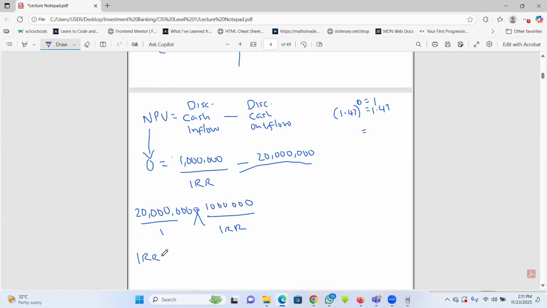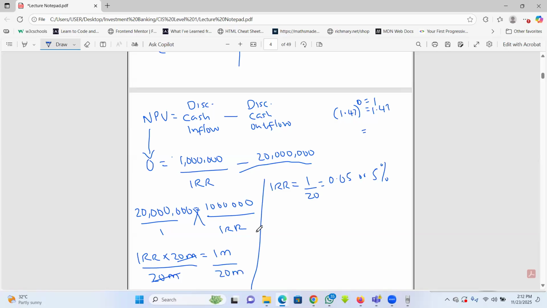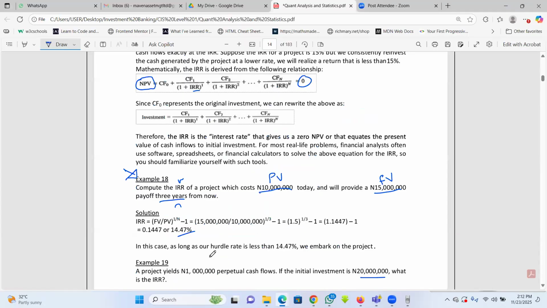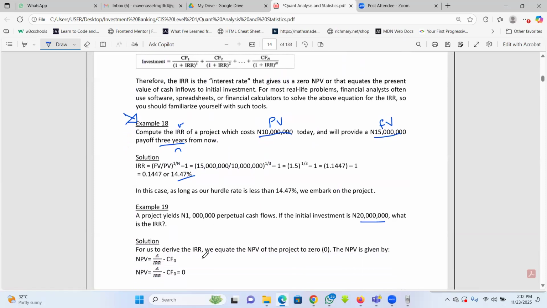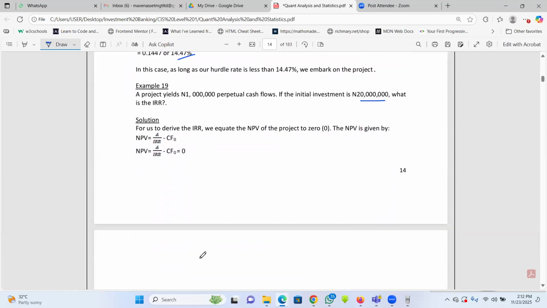My IRR times 20 million is equal to 1 million. Permit me to write it that way. Then at this point, I want to divide both sides by 20 million, so that my IRR can now stand alone. IRR, therefore, will give you what? 1 million over 20 million will be 1 over 20, which is the same thing as 0.05, which is the same thing as 5%. Are we clear, guys? So 5% is the IRR that we required. So this is all we have been explaining thus far.